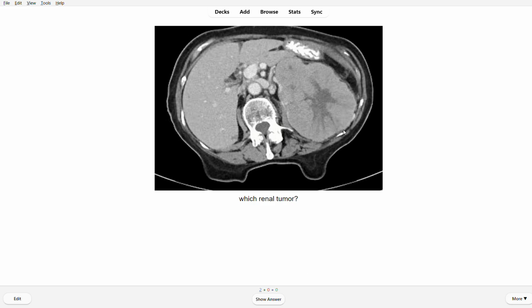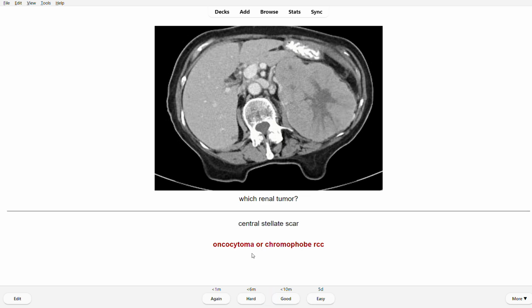What kind of renal tumor is here? You can see a central stellate scar. So this is an oncocytoma or chromophobe RCC, which forms a central stellate scar.